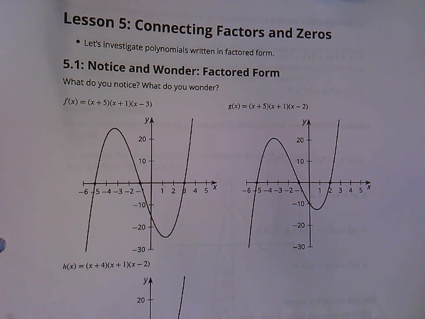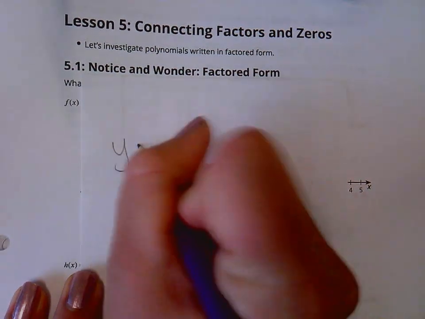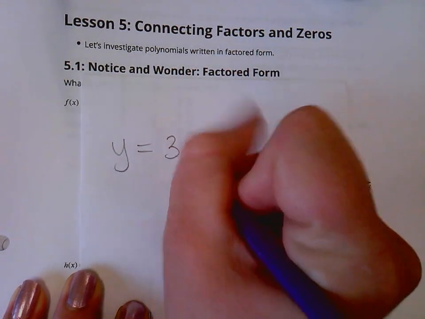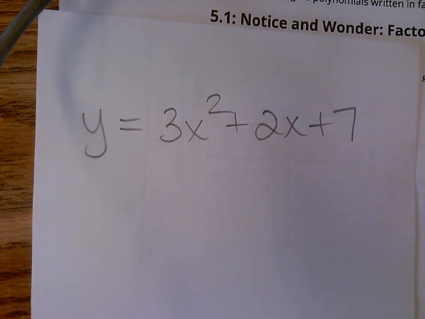Did you read the bullet point at the top? It says, let's investigate polynomials written in factored form. There are 2 ways that you can write a polynomial. We've already started to look at one of the ways. So we've got a couple different days, something like y equals 3x squared plus 2x plus 7. This is not written in factored form.